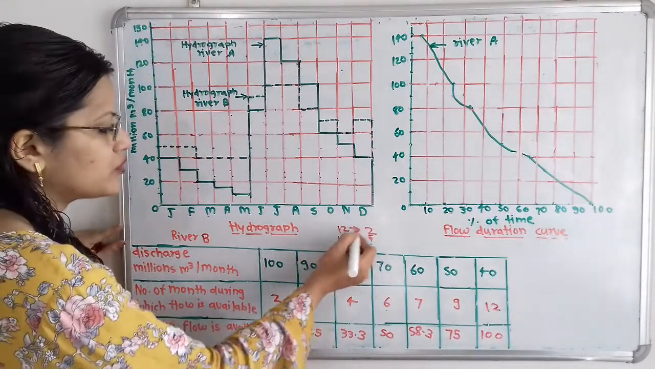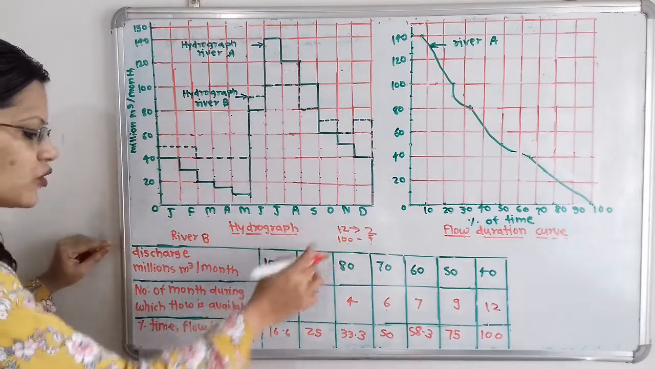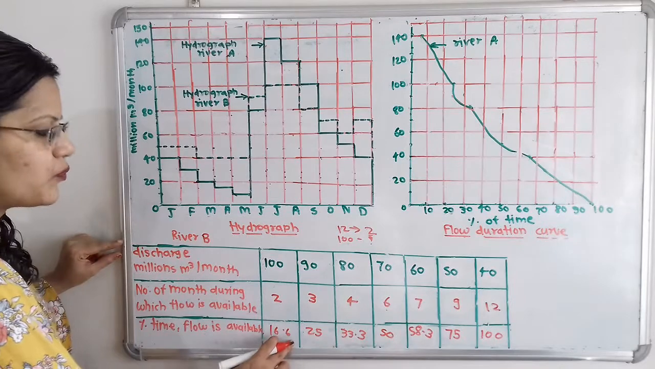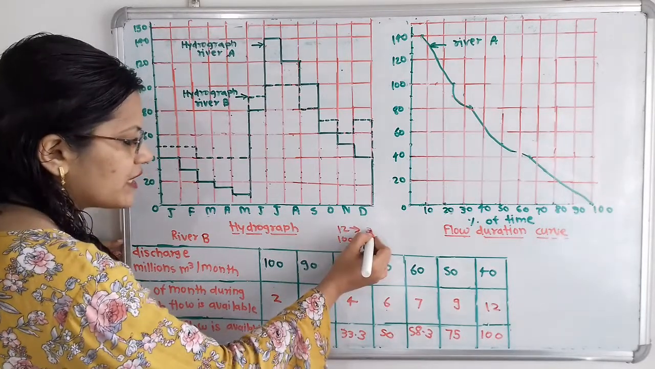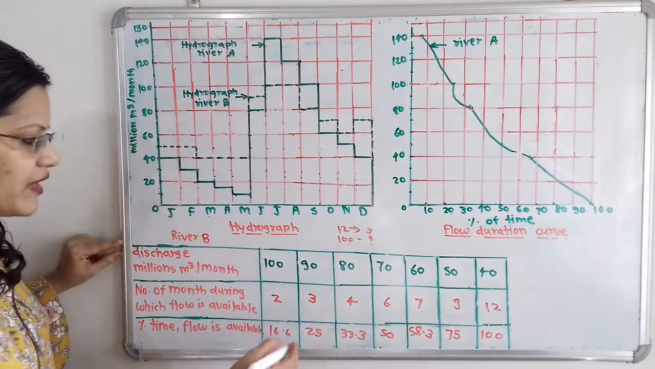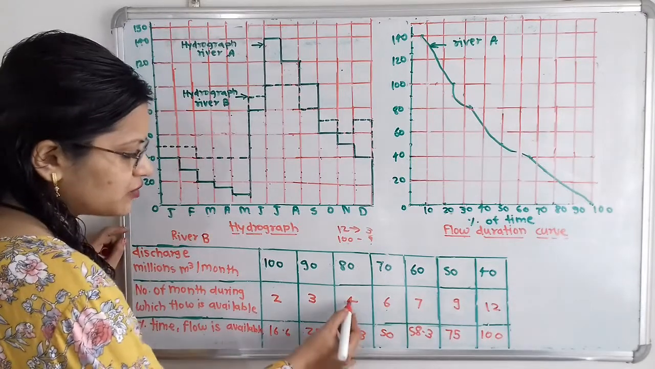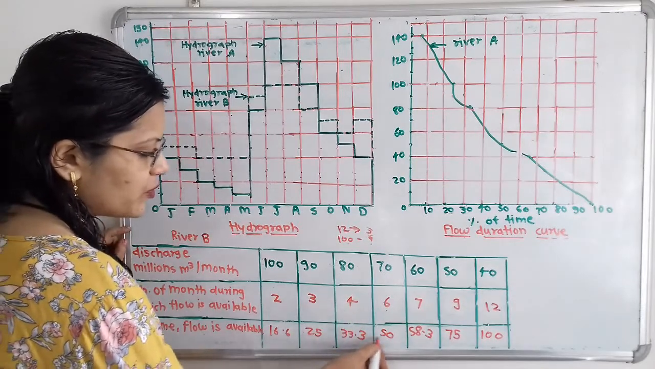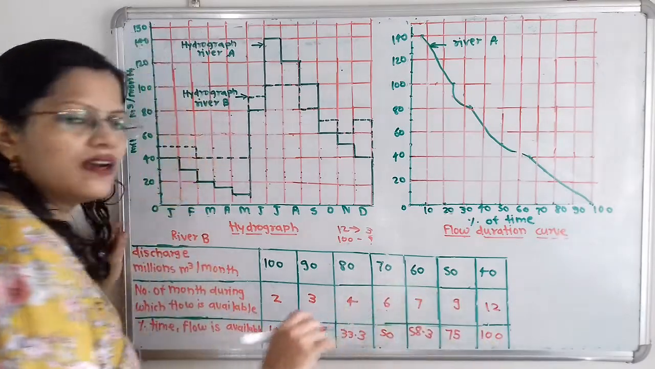So we have to cross multiply, that is 2 multiplied by 100 by 12, that is 200 by 12, that is 16.6. Now in the same way, when 3 months are there, then we can say that 100 multiplied by 3 divided by 12, that is 25. Then in the same way we will calculate the next percentage, that is for 4 months it is 33.3, then it is 50, then 58.3, 75 and 100.